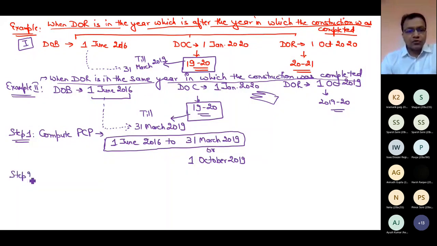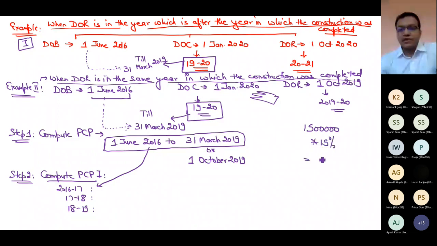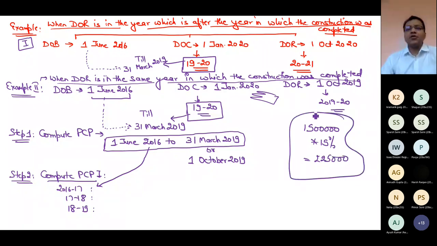What is step 2? To compute the interest of this period. Compute PCPI. How do you compute it? This period, you simply write this period. It is 16-17, 17-18 and 18-19. How much was the loan in the same example? If you remember that example, loan was, I'm discussing the same example, 15 lakh. Percentage was 15%. So yearly interest was 225. Same example, I'm simply changing DOR, date of repayment, otherwise same example. Now, what is the 10 months interest?